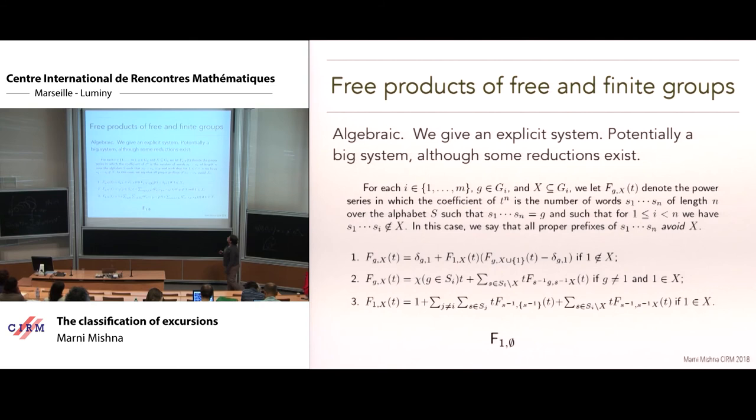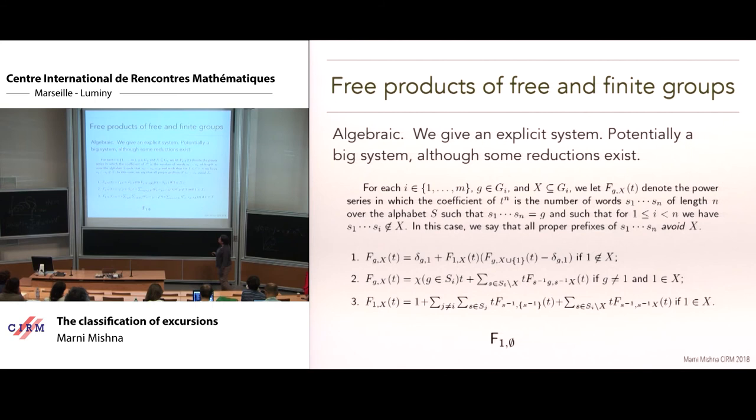If I have free products of free and finite groups, I'll give you an example in a second. Again, I don't necessarily want you to get into this, but the point is that these are going to be algebraic, and you can find an explicit system. This potentially could be a very big system, but you can have some reductions. So what is this system? What am I actually building here? This F, G, X, where G is a group element, X is a subset of the group.